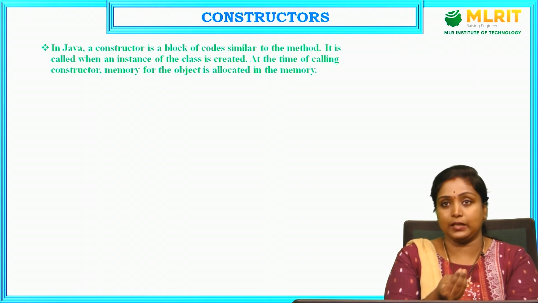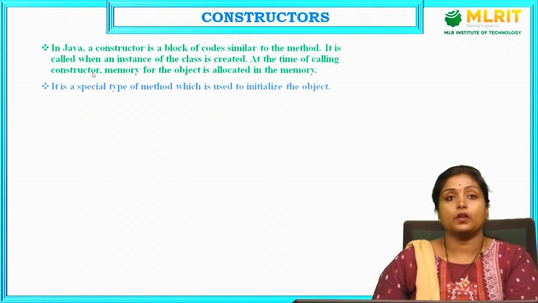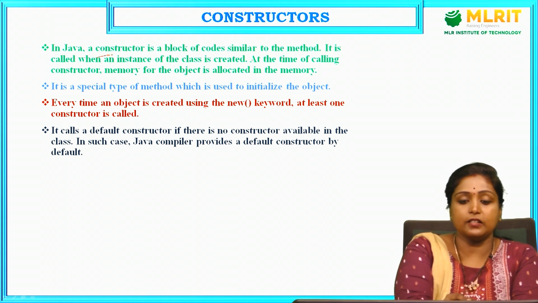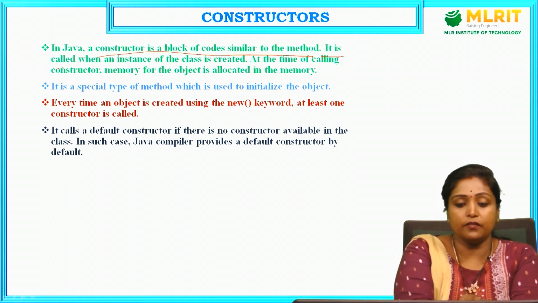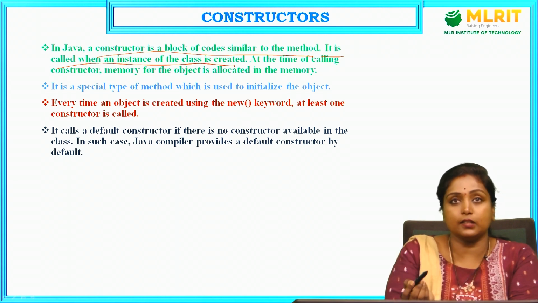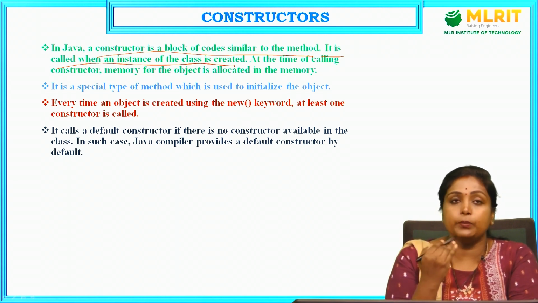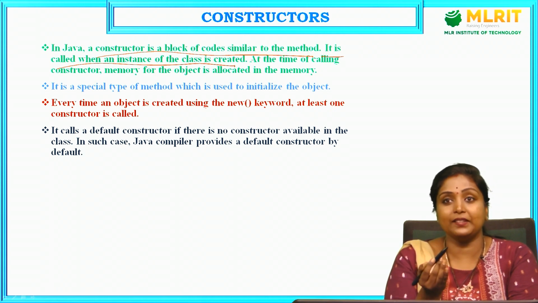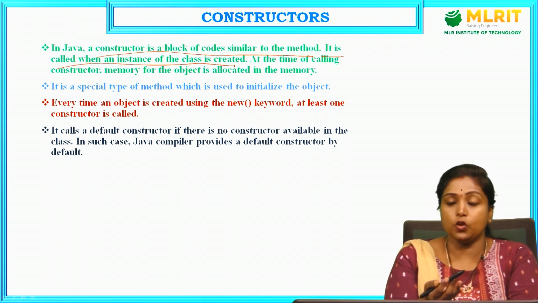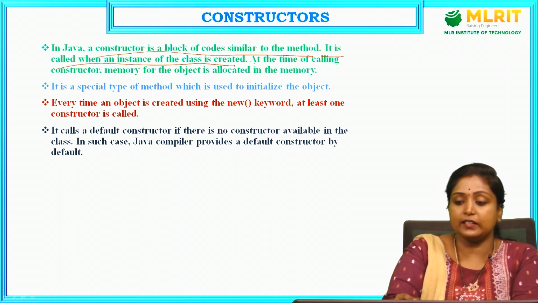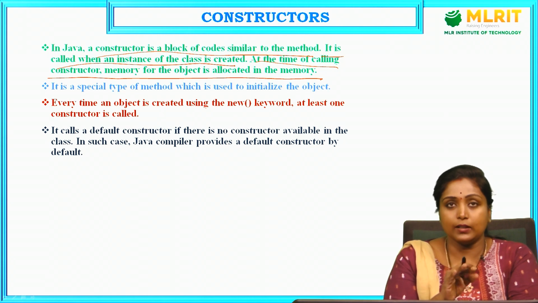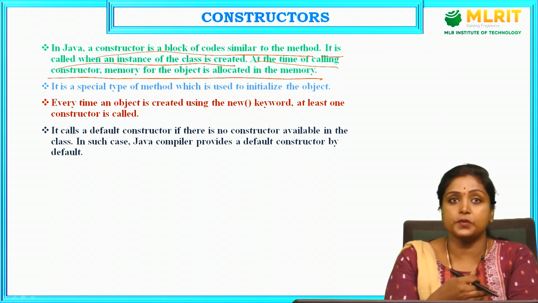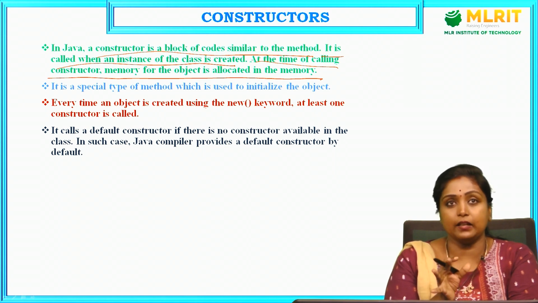constructor automatically. So here you can say a constructor is a block of code similar to a method. It is called when an instance of a class is created. When an object is created, it will be called immediately, implicitly. It will call itself, so we need not call it explicitly. At the time of calling the constructor, memory for the object is allocated. The variables declared in the class are allocated as memory.